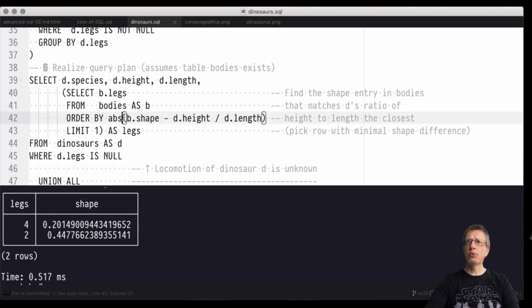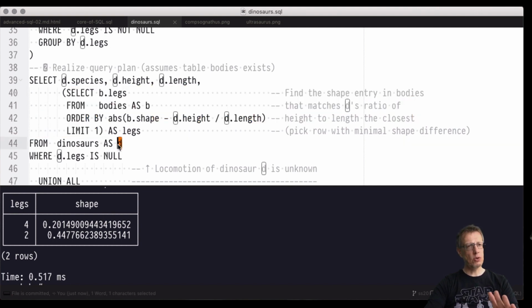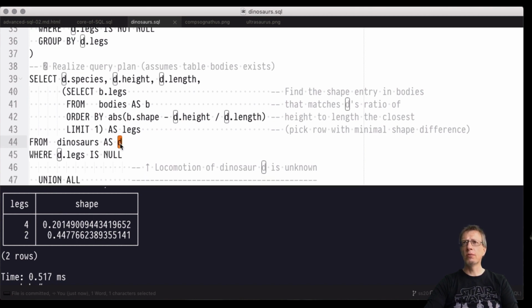The shape difference for the entry in B and the shape difference for the dinosaur D that we've just computed. Okay, so recall, or see, that this is a correlated subquery. We are referring to the row variable D at this point, and at this point it's a free variable from the viewpoint of this particular subquery, but D has been introduced on the outside in the enclosing query, so everything is fine. Visibility of D is a given. Okay, so that makes sense.